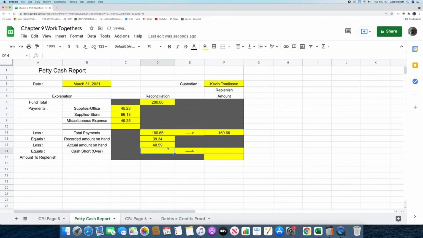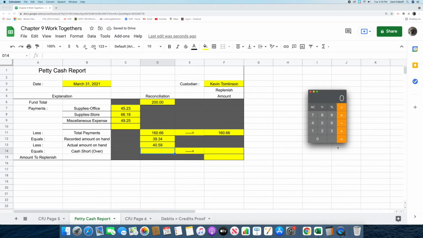$40.59. So if we take these two numbers and subtract them, that gives us $1.25, which, as you can see here, is a negative. And in accounting, we use parentheses to indicate that there is a negative number.